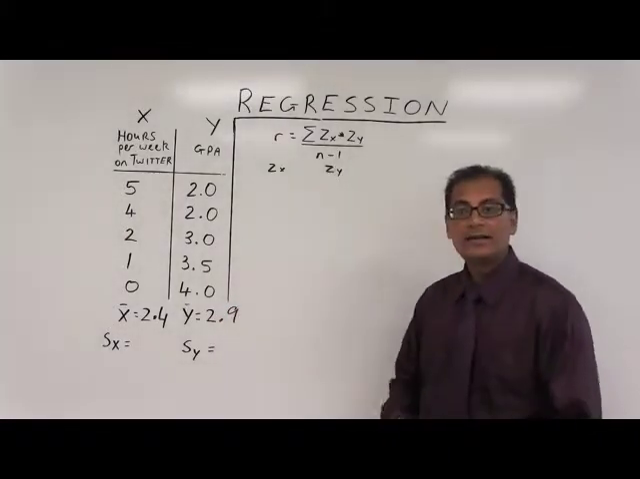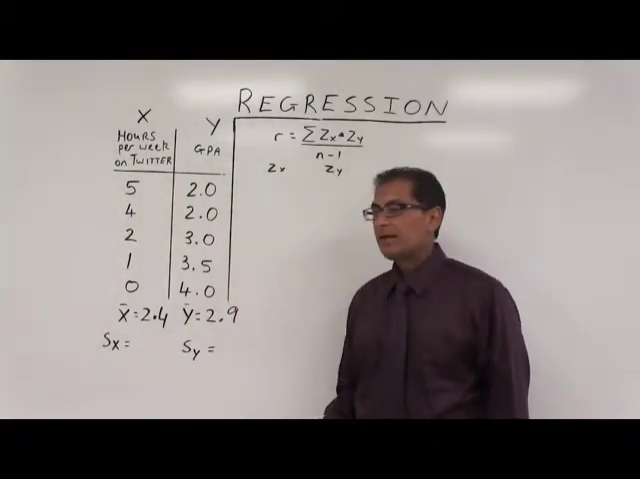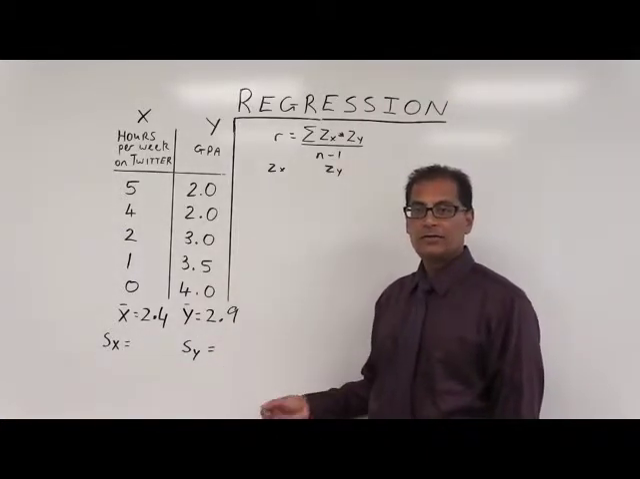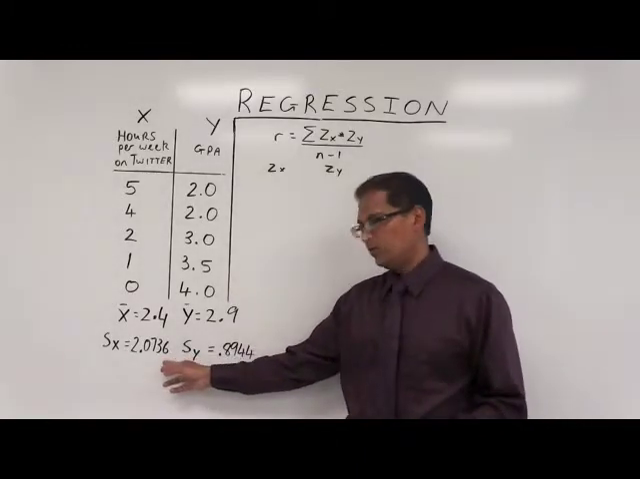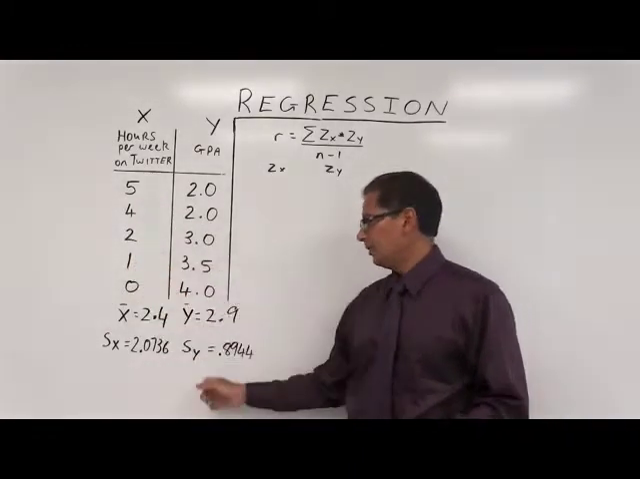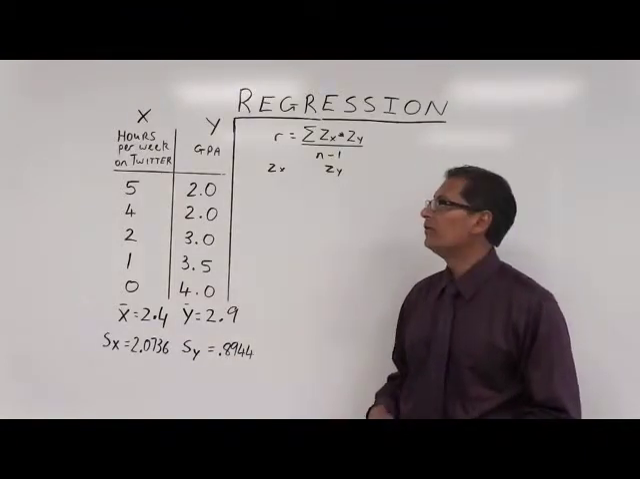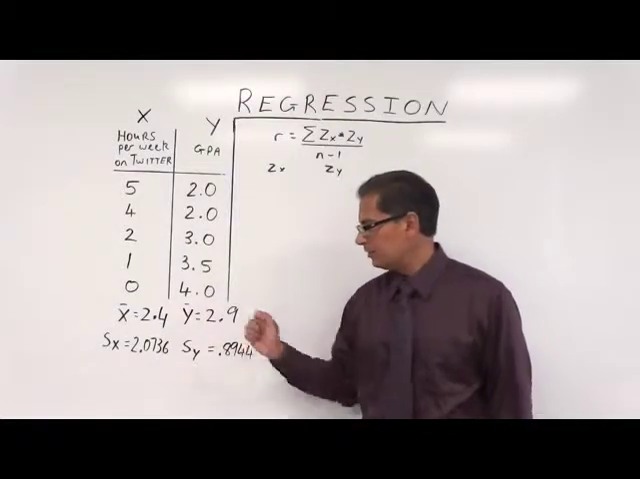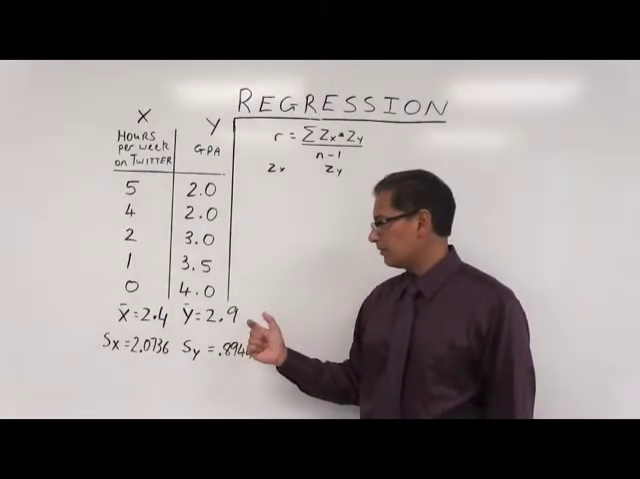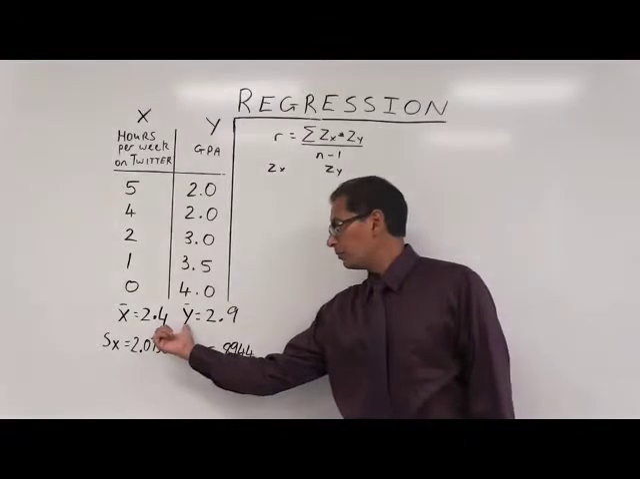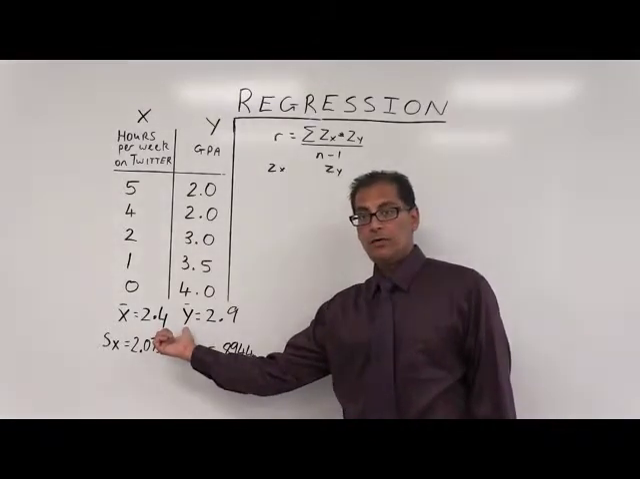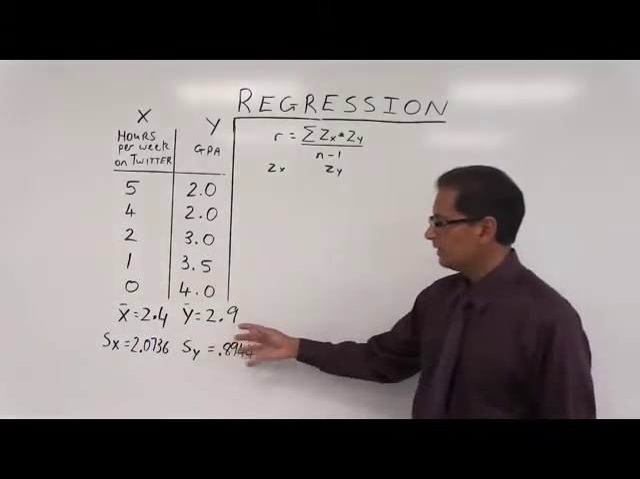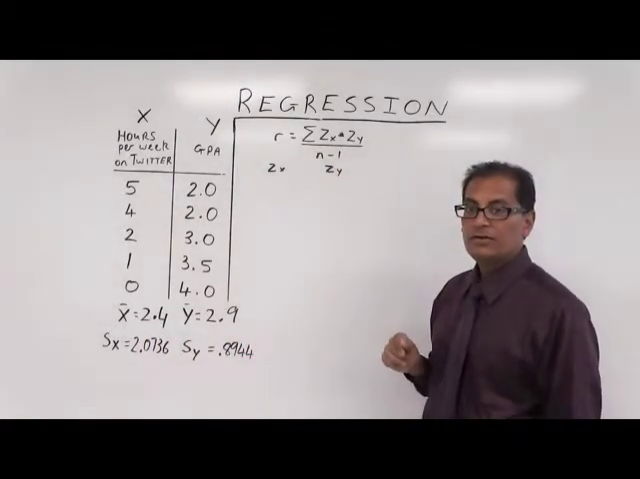I also need to calculate the standard deviation for the hours on Twitter and the standard deviation of GPA. If I calculate those, I get 2.0736 standard deviation for X, 0.8944 standard deviation for Y. Again, software can calculate this for you. So why do we need these two things? As I said, the regression line goes through the mean. This goes through this point. The regression line always goes through this point: the mean of X's, mean of Y's.